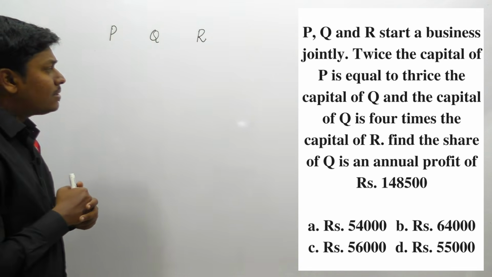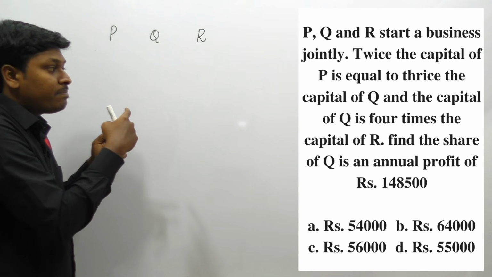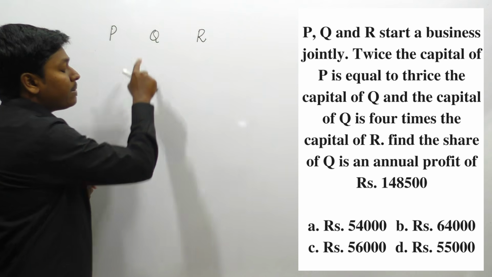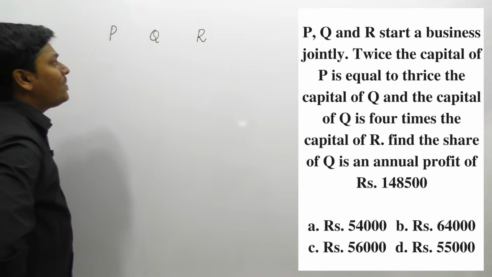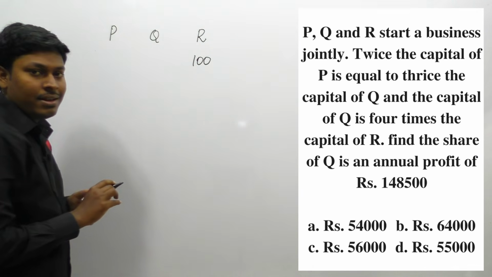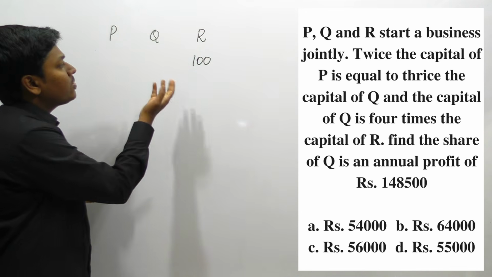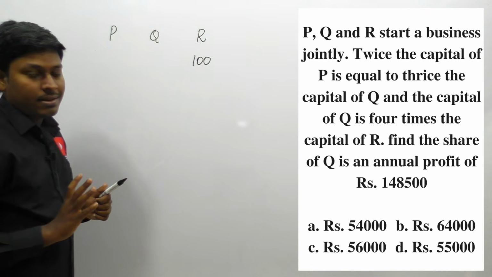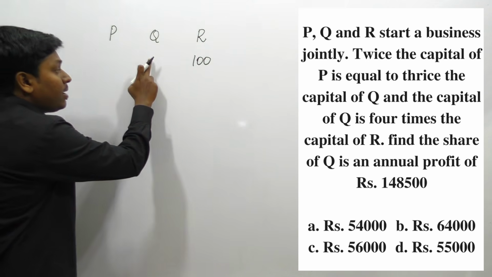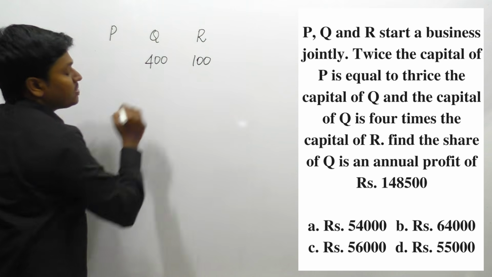But they didn't give the amount invested by each person. They have given that twice the capital of P is equal to thrice the capital of Q, and the capital of Q is 4 times the capital of R. Let me assume that the capital of R will be rupees 100. If you want, you can put the capital of R as x, that is your wish. I'm just going to assume R's capital will be 100. We know the capital of Q is 4 times the capital of R, so the capital of Q will be rupees 400.